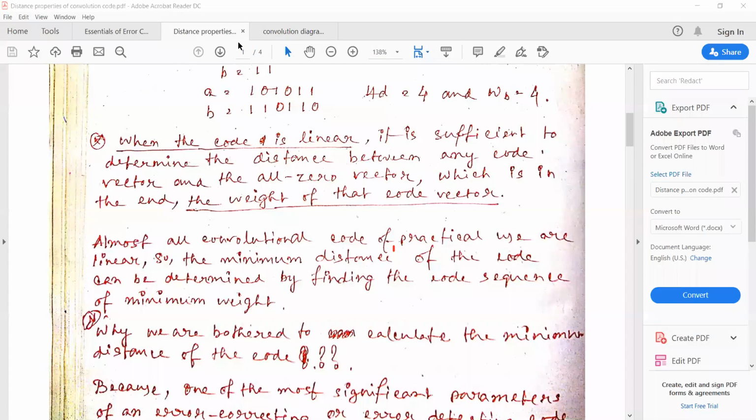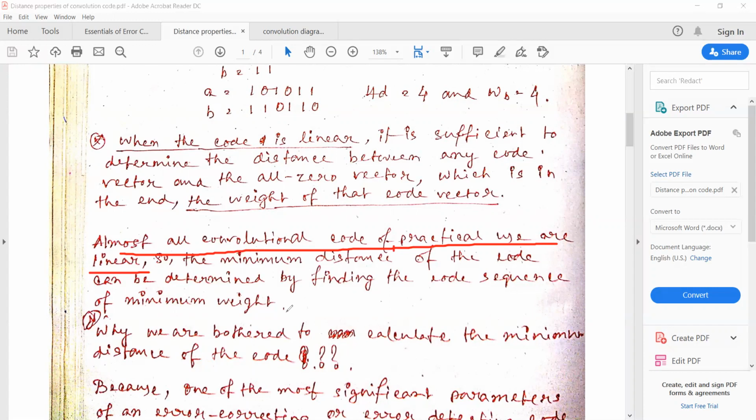So first of all, almost all the convolutional codes of practical use are linear. So the minimum distance of the code can be determined by finding the code sequence of minimum weight. That means it is written that almost all convolutional codes of practical use are linear. Okay, so the minimum distance of the code can be determined by finding the code sequence of minimum weight. So if we calculate the minimum code weight, that will be the minimum distance.